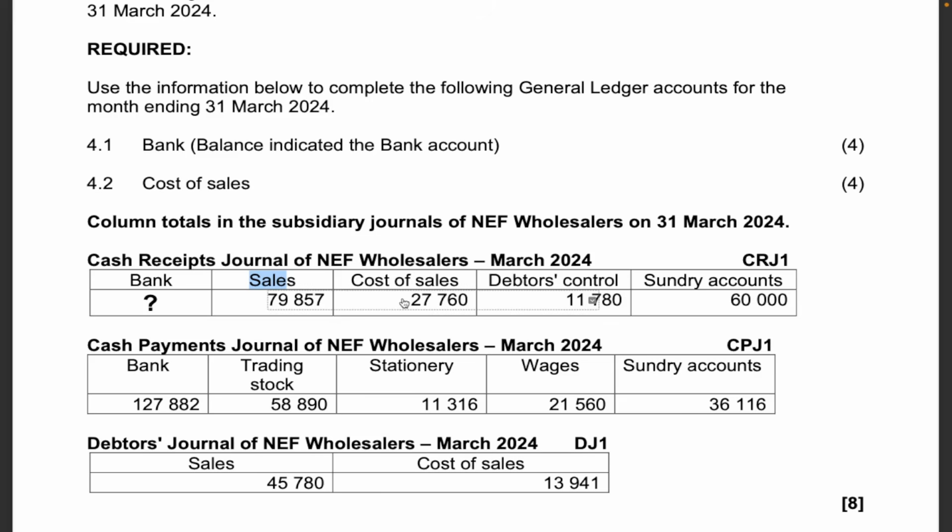And then we also have a cost of sales here. What is the cost of sales? Cost of sales is how much it cost us to make the sale that we made. Okay, so this is not necessarily how much money we received, but how much it cost us to sell the products that we actually sold.